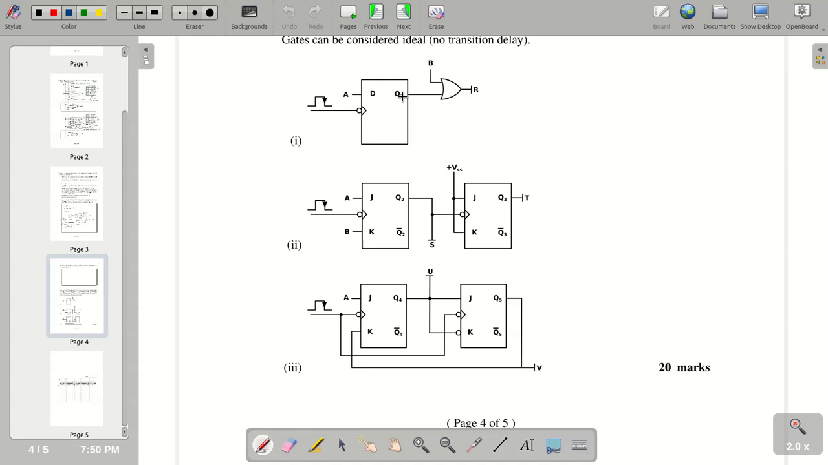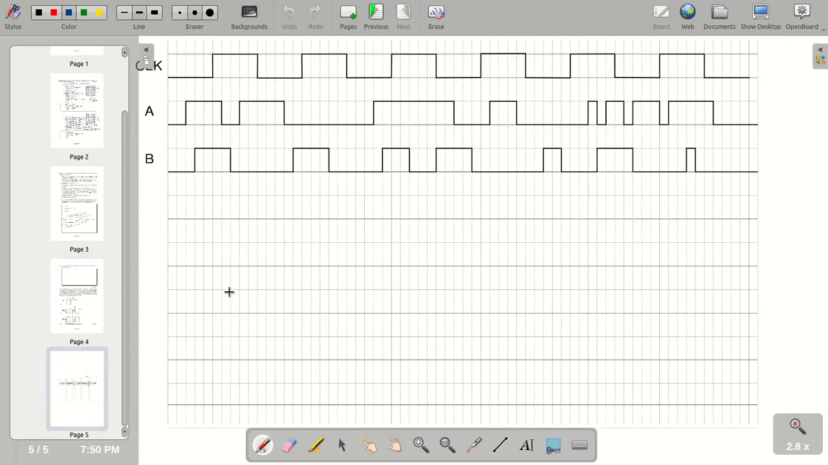For the Q1 output, all we need to do is look at A, and whenever there's a falling edge, look at what A is doing, and D will do the same, right? So let's go over to here and start this. I'm just going to draw this in blue. Let's write this as Q1. Again, you don't get marks for drawing Q1, but I think it's a good idea. Now we're looking at A and the clock.